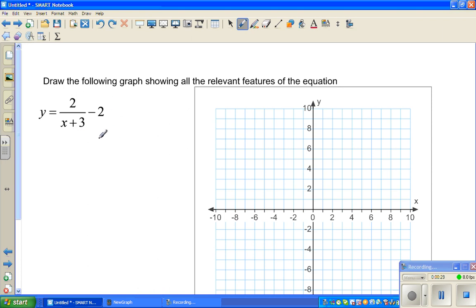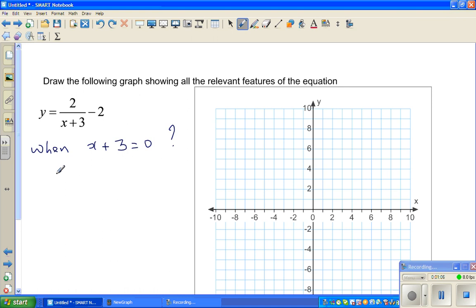To draw the hyperbola, the first thing that you need to decide is the horizontal and the vertical asymptote. The vertical asymptote is very easy. When would the denominator become 0, or in other words, when would the function become undefined? Whenever the denominator is 0, the function becomes undefined. So you're asking, when would x plus 3 become 0?